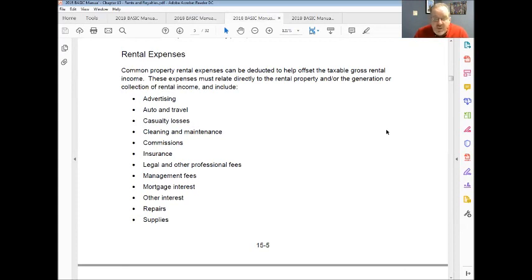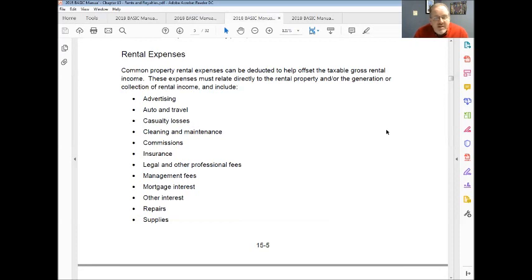Insurance, again, if you have insurance on the property, and we're going to talk about it when we do one of the problems out of the workbook today. But remember, in homeowner's insurance, this is one of the times you can deduct it. But if you're living in a double, you can only take half of it. You can't take the whole homeowner's insurance, only what relates to the income property, okay?